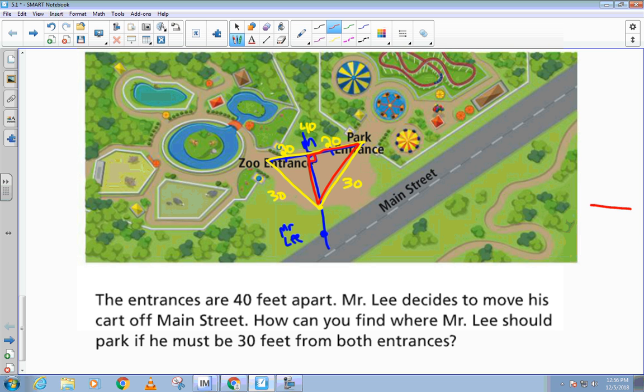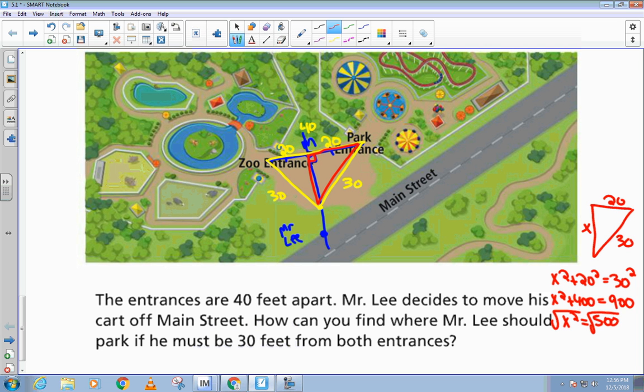Because this is what we have going on right here. This is 20. This is 30. We need to know what that is. So we're going to do leg squared plus leg squared equals hypotenuse squared. So that's x squared plus 400 equals 900. Subtract 400 from both sides, and that's 500. Then take the square root of 500. 25 times 25 is 625, so it's 22.4. So we need to go to the midpoint between the two entrances and go down 22.4 feet. And that would be approximately 30 feet from both entrances.